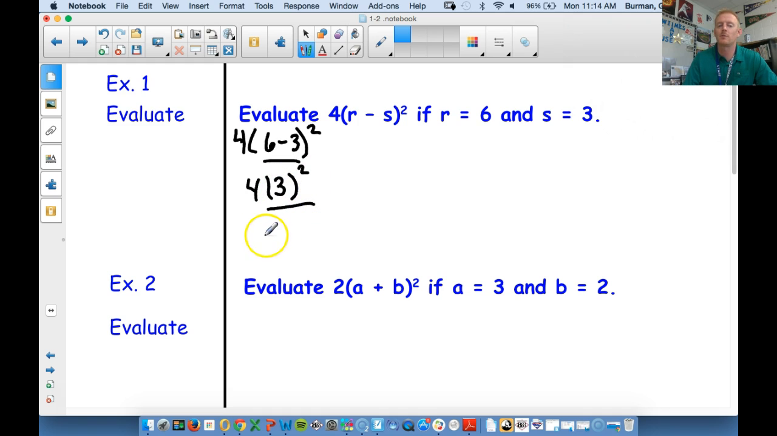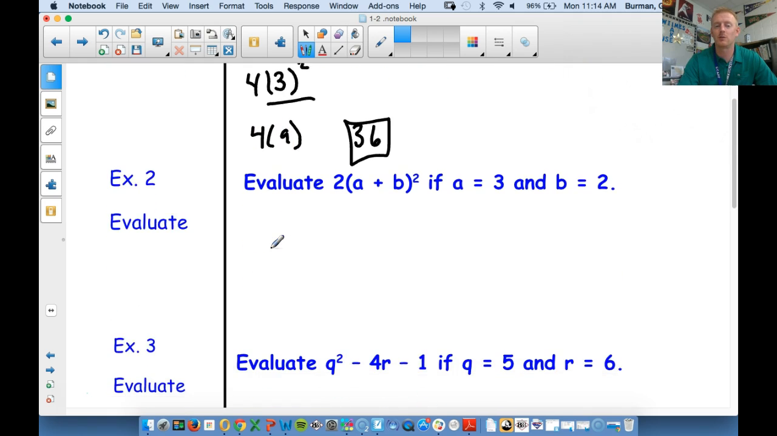3 squared is the next one, or 3 to the second power. That becomes 4 times 9, and 4 times 9 is 36. I put a box around it, that way I know it's my official answer. Remember that when you have a math problem butted up against parentheses, that's your clue to multiply.